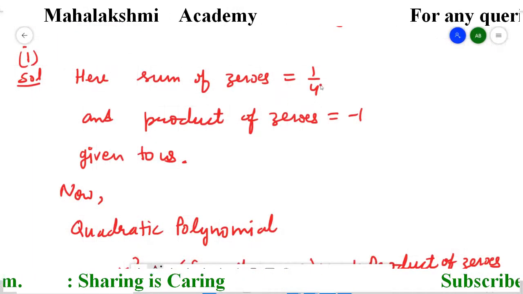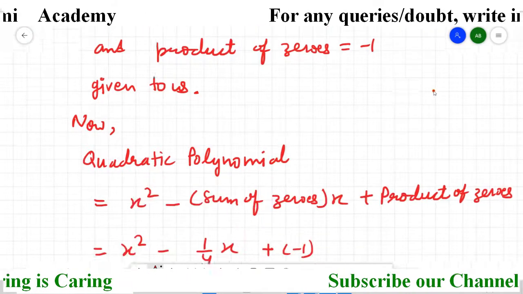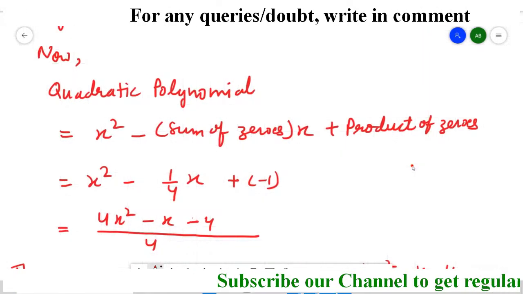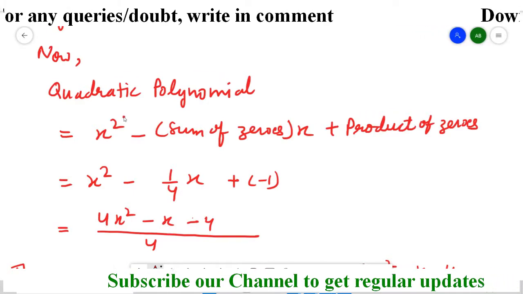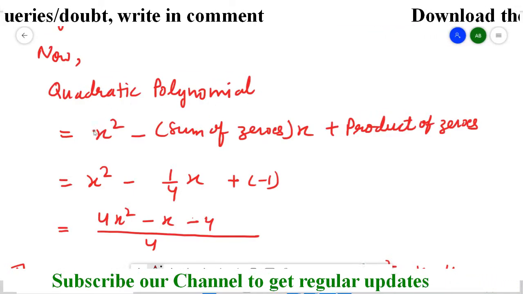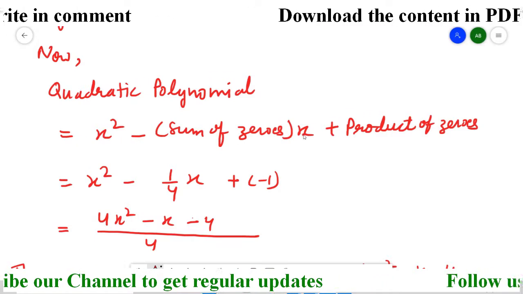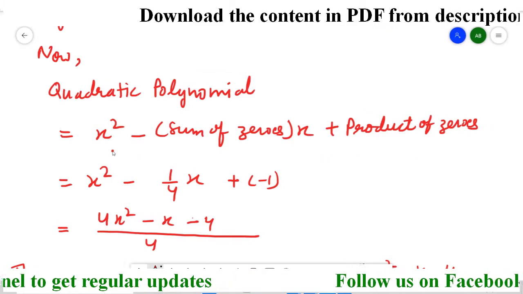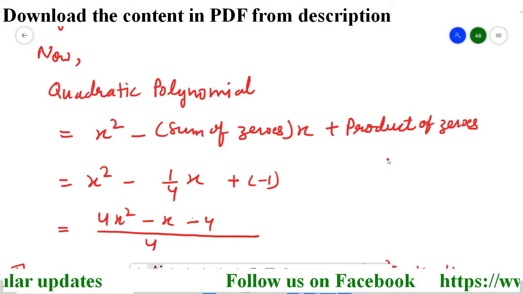So the first number is the sum and the second number is the product of the zeros. Sum of zeros is 1 upon 4 and product of zeros is minus 1, given to us, and we have to find a quadratic polynomial. So students, the quadratic polynomial formula I have written here, which you have to learn. The formula is x square minus sum of zeros multiplied by x plus product of zeros. This formula is applicable when the sum and product of zeros are directly given to us.